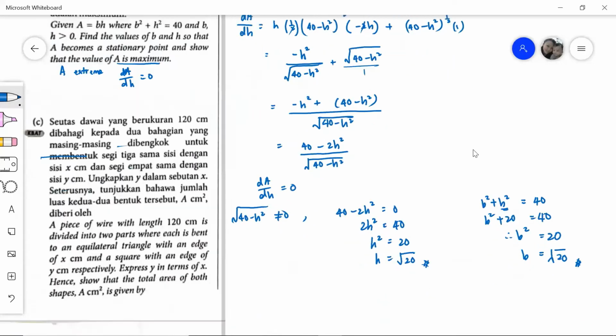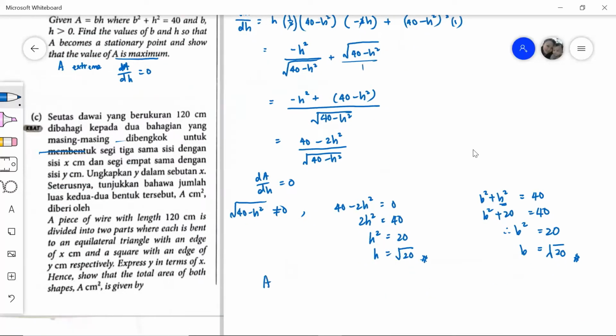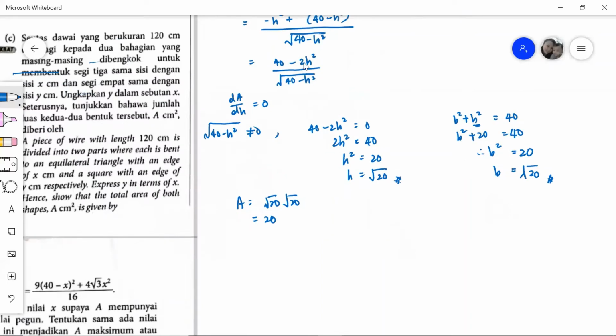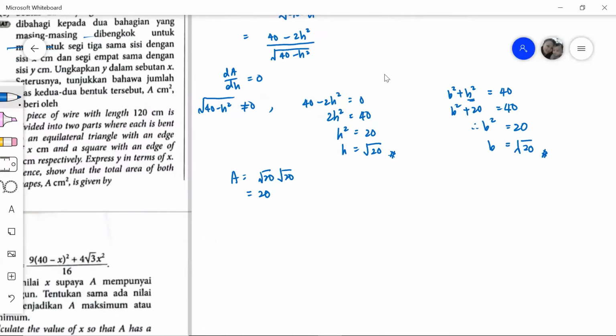And these two will make our A become a stationary point. And what is the value of A? So A is BH. So let's just take B times H. Square root of 20 times square root of 20. So A value is 20. And we have to decide whether this is maximum or minimum. So how do we decide? We shall use the sketch of tangent method, because otherwise we have to use the quotient rule, so it's more complicated.